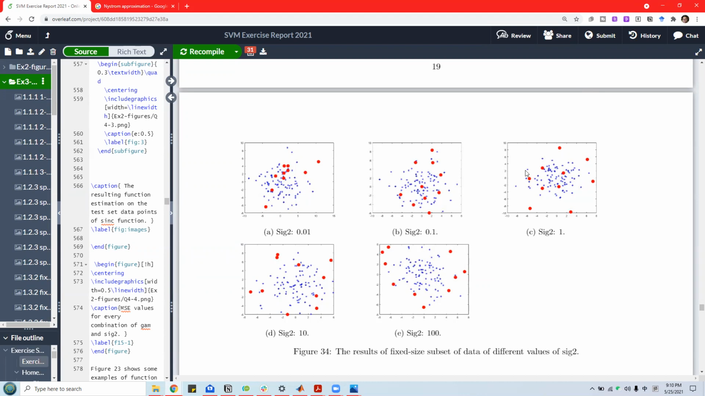Yes, but you can see when sigma equals 100, this red point cannot represent the whole data set. Maybe there's nothing related to the quadratic Renyi entropy. So maybe it's a particular case in our experiment.